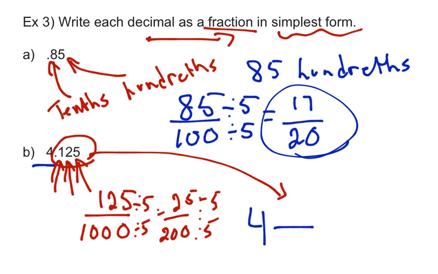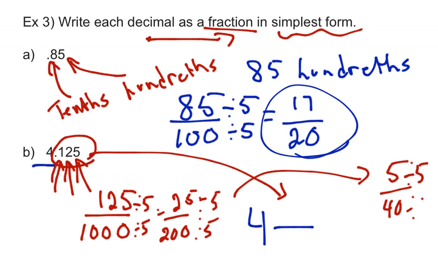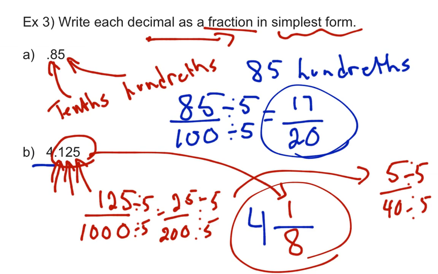That's going to give me 5 over 40. Divide those by 5 again, which is going to give me finally 1/8. So that decimal 0.125 became 1/8, along with the whole number we already had, which is 4. Final answer, 4 1/8. So I hope you got that and that you understand the lesson.